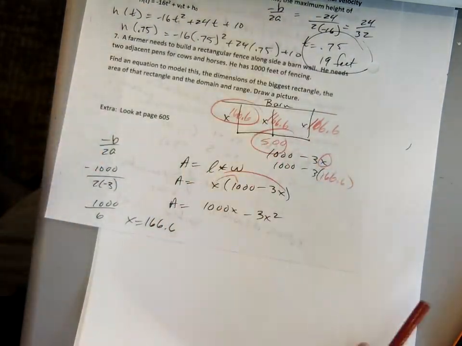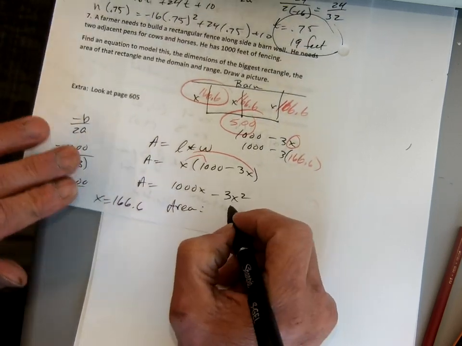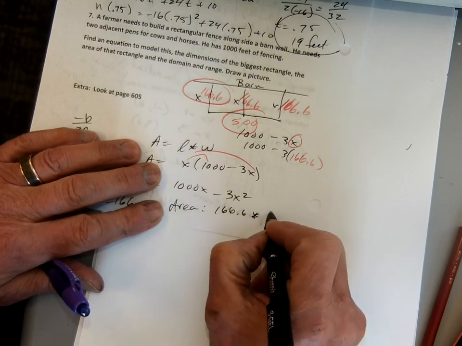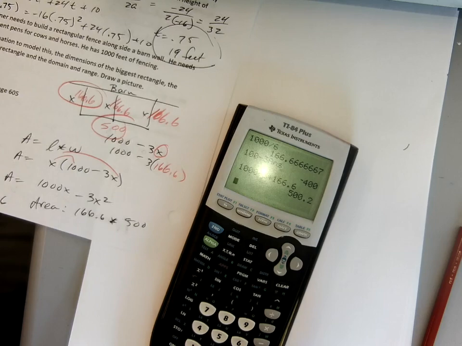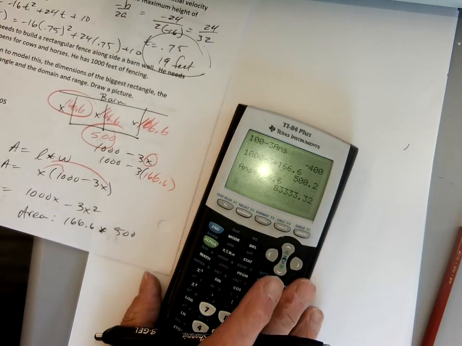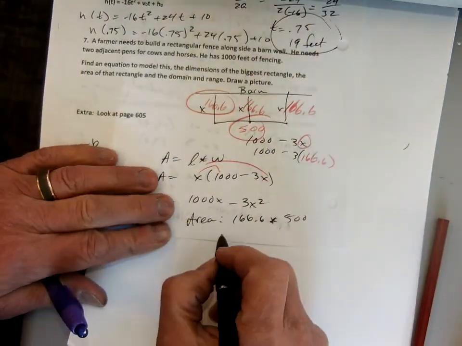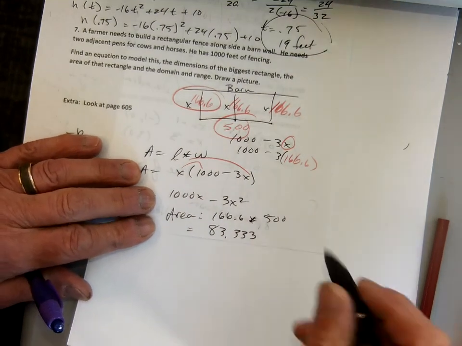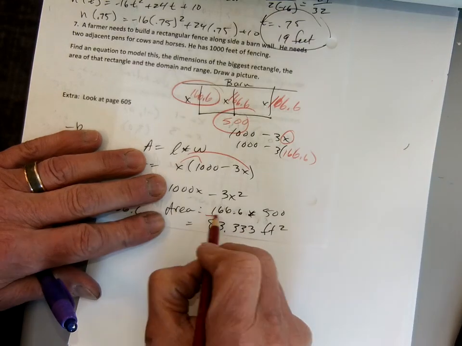What's the area? Well, the area is just that times that. My area is going to be whatever 166.6 is times 500, because you know area is length times width. What is that answer? 166.6 times 500 is about 83,333. So the area is about 83,333 feet squared. Okay, that's my area.